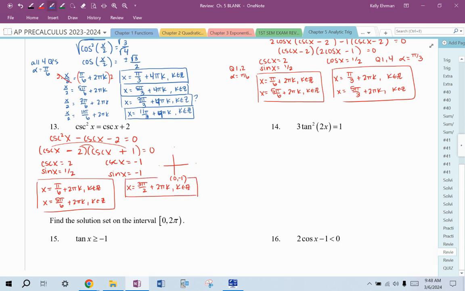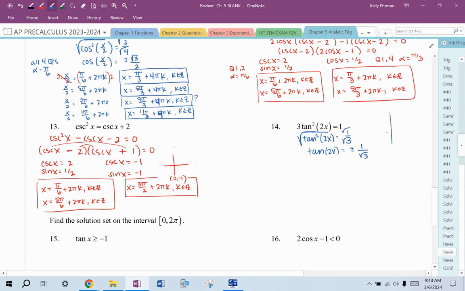All right, and number 14, we're back to a single trig function. So let's isolate it. Tangent squared of 2x equals 1/3. We need to square root both sides, which generates a plus or minus. So tangent of 2x is equal to plus or minus square root of 1 is 1. Radical 3 will leave that way. I do not rationalize this.